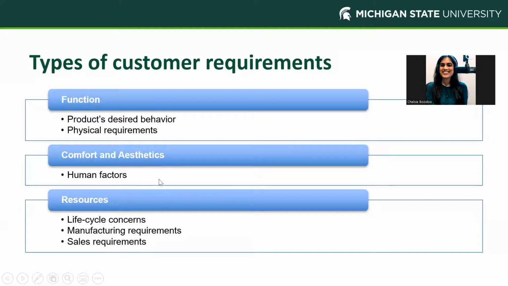Is it pretty? Is it colorful? Is it simple? Is it easy to use? Can I put it in my pocket? Can I use it at home? I mean, all those human factors, you want to bring them in as soon as possible. And then resources. What are the manufacturing requirements? What are the sales requirements? What are the life cycle concerns?